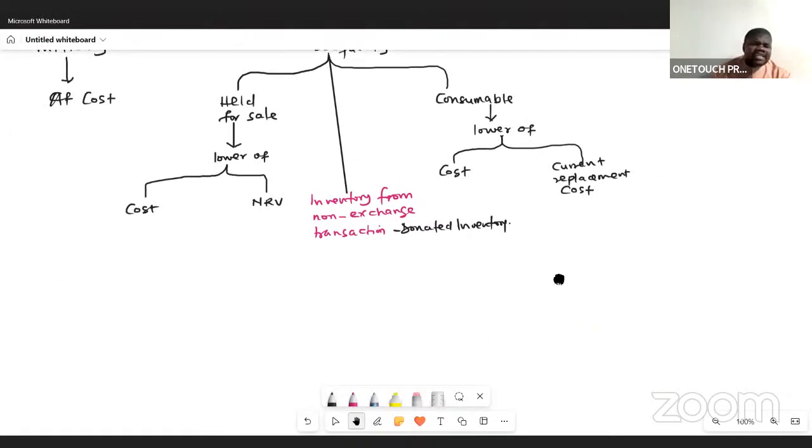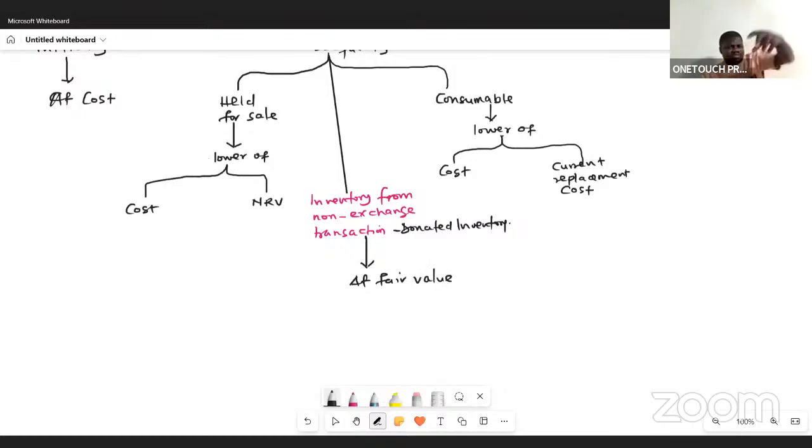Then we have donated inventory. That is inventory from non-exchange transaction. Non-exchange transaction means that the public sector entity is receiving without giving equal direct benefit. So we say non-exchange. It doesn't give any equal benefit in return. So something like donation is a non-exchange transaction. So if you receive an inventory as donation, then such inventory should be measured at the fair value. Should be measured at what? At fair value. So you take note of that.